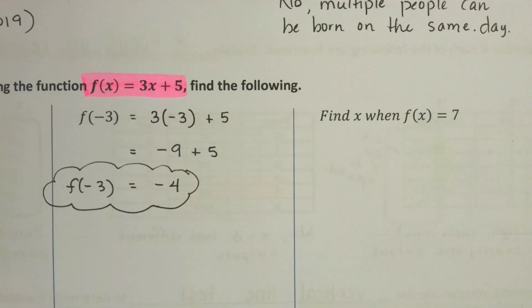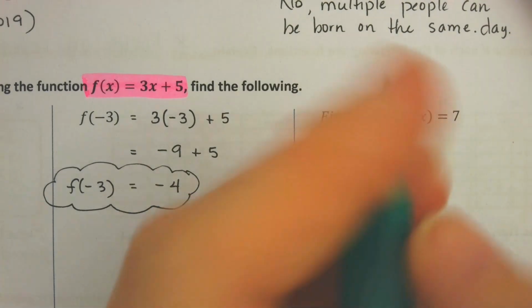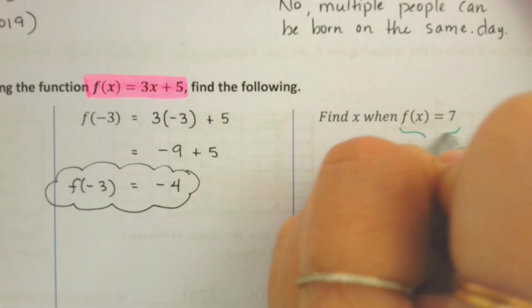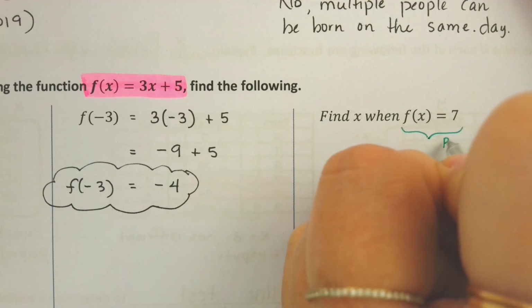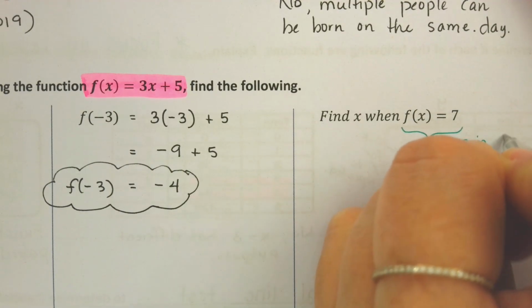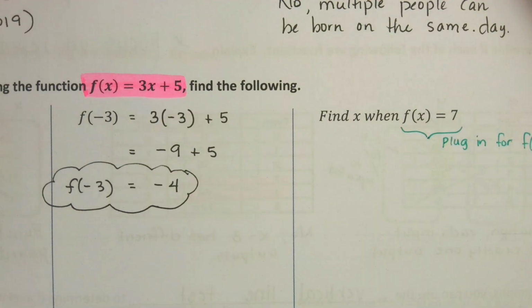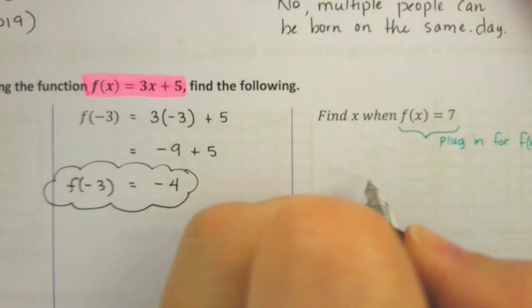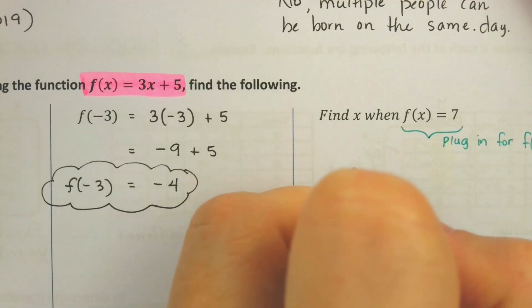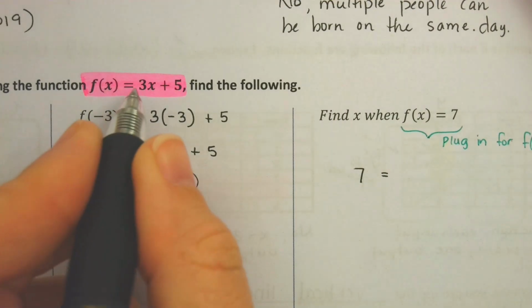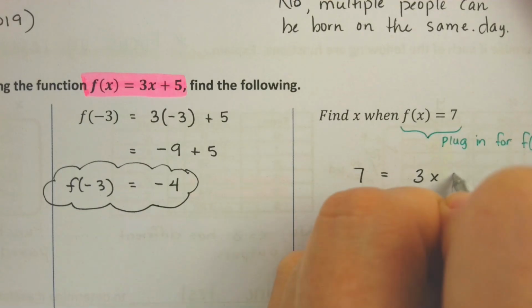Last one was asking us to find the output. This one's asking us to find the input. Meaning we want to take this f of x equals 7 and plug it in for the f of x. And it kind of just creates a little equation, like a 6th grade equation you need to solve. So in my equation, I'm going to put it in the right spot. 7 equals 3x plus 5.